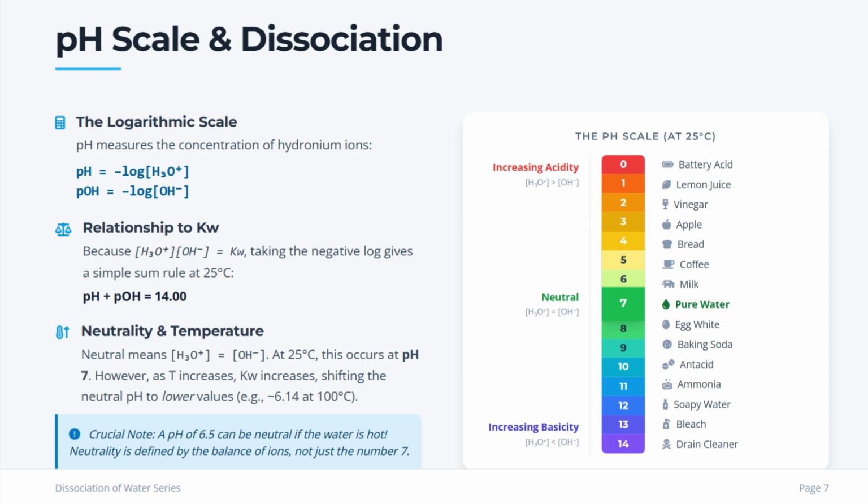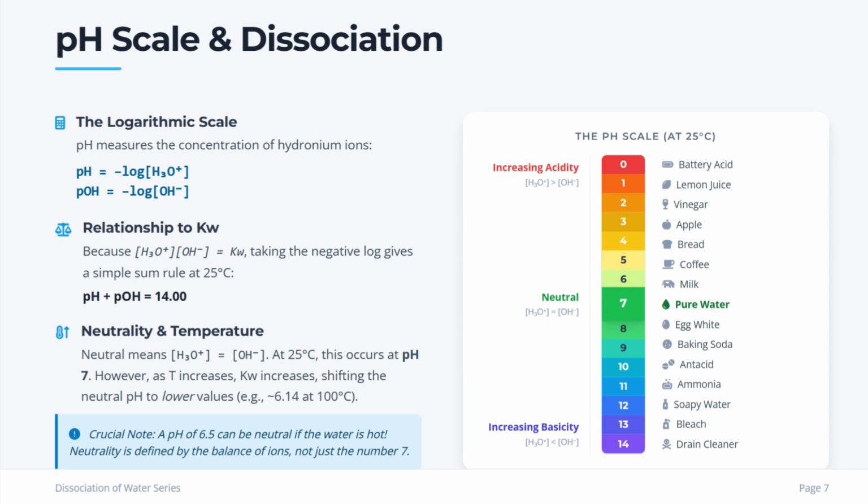This leads to a crucial point about neutrality and temperature. Neutral means the concentration of hydronium equals the concentration of hydroxide. At 25 degrees Celsius, this happens at pH 7. However, as temperature increases, K_W increases, which shifts the neutral pH to lower values. For example, at 100 degrees Celsius, neutral pH is about 6.1.